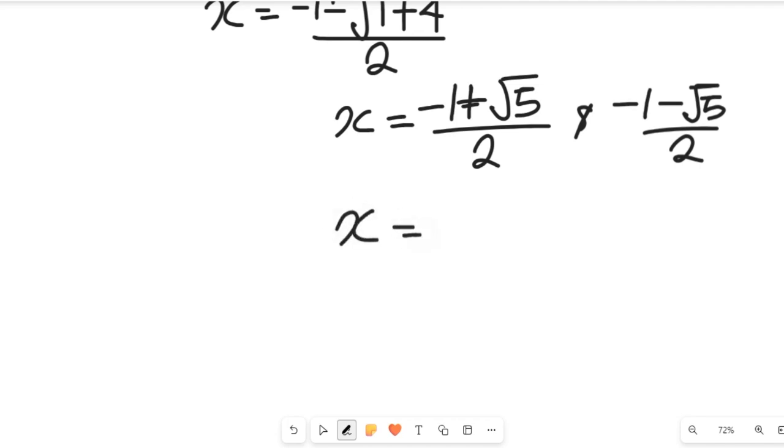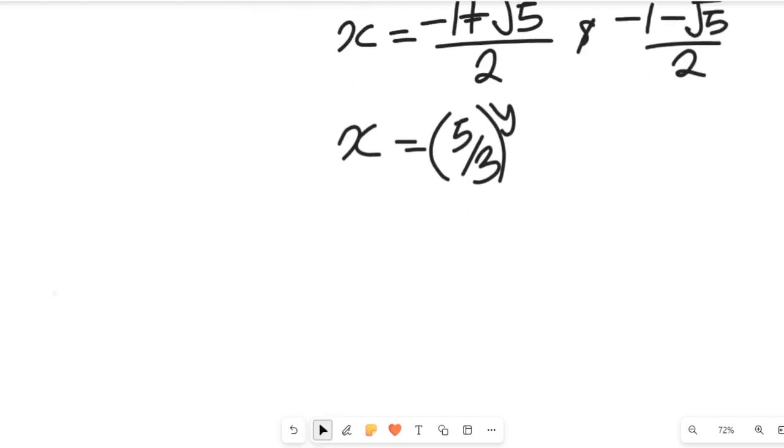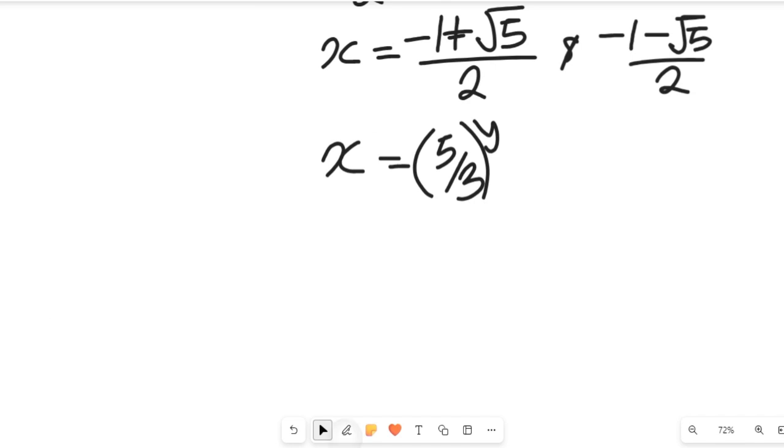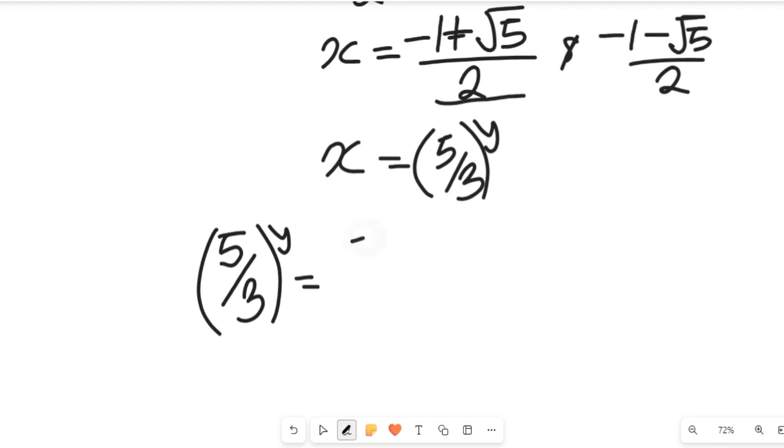Now, having gotten these two different solutions, I want you to recall that we said our value of x is equal to (5/3) to the power of y. And from our expression, we are meant to find the value of y. So we're going to equate the value of x to this expression. So our expression will now give us (5/3)^y to be equal to (√5 - 1)/2.